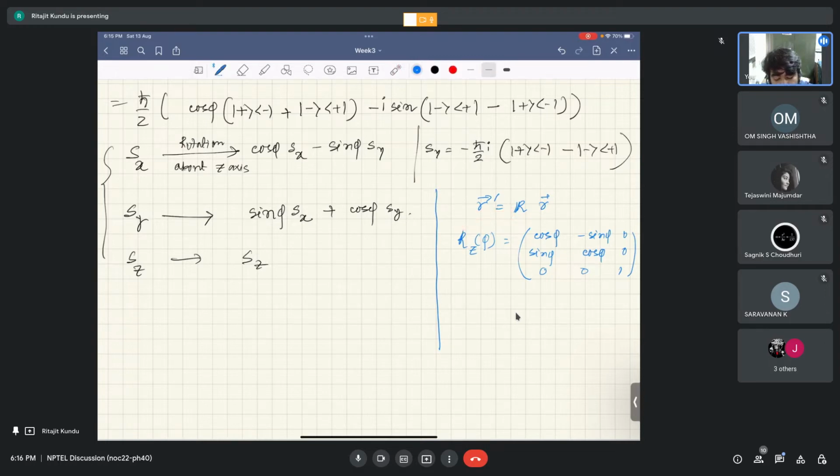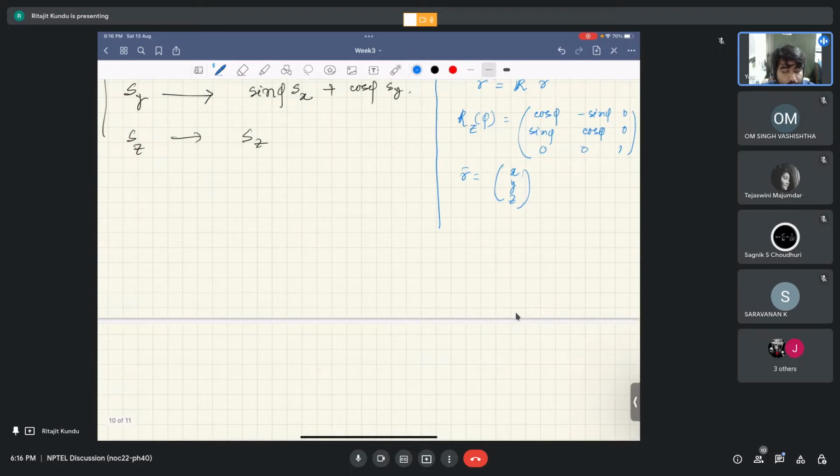Okay, so let's consider that my r is given in terms of x, y and z. Let's say it is a position vector, and I am rotating it. So now x prime, y prime and z prime will be given in terms of these, where you have to apply the rotation matrix on x, y and z.